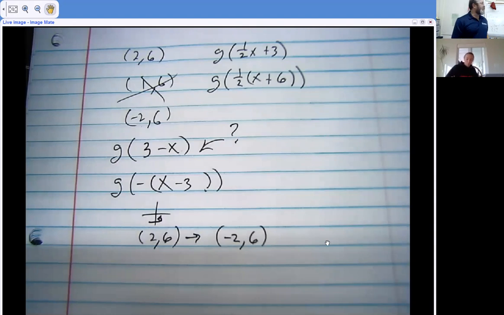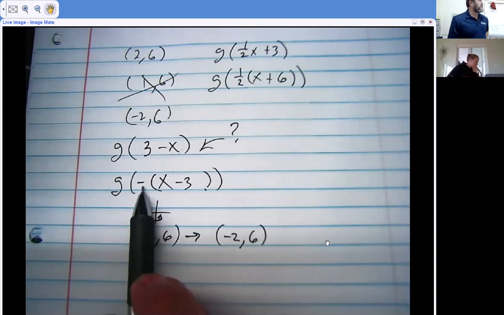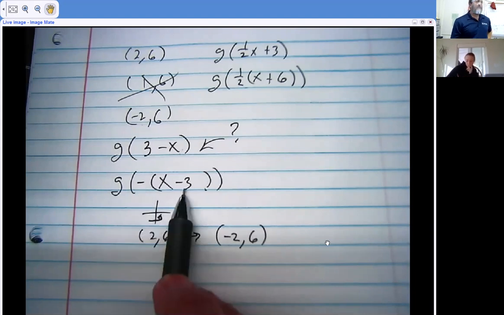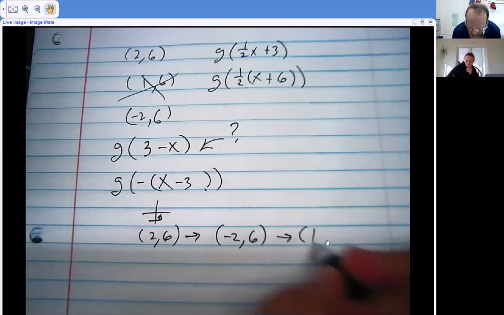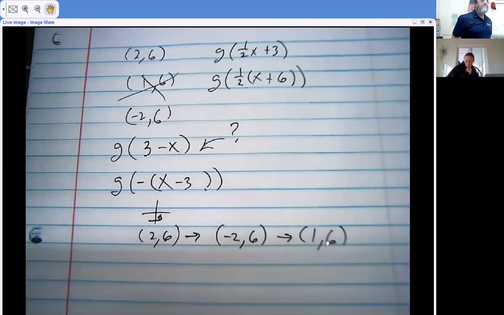So the first thing I notice is right here. It's going to flip it across the axis. Got it? Then what's going to happen? What does this minus 3 do? It's going to move it to the right 3 units. Which one? The x or the y if you move to the right? The x. So 2, 6 is ironically going to turn into 1, 6.